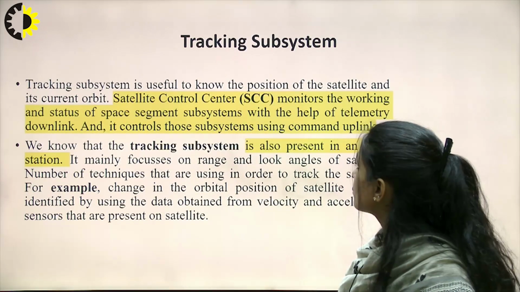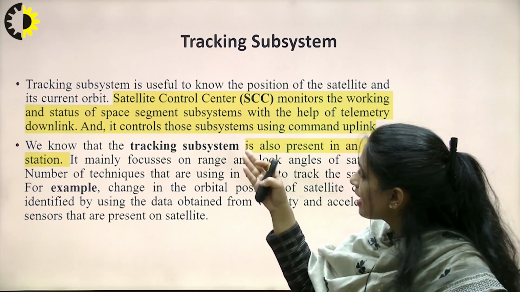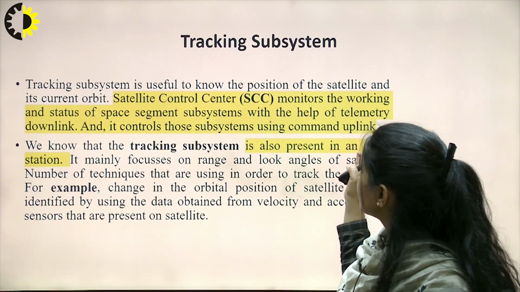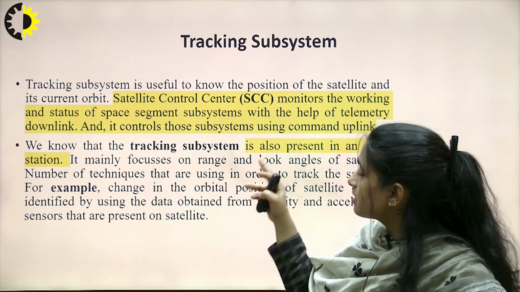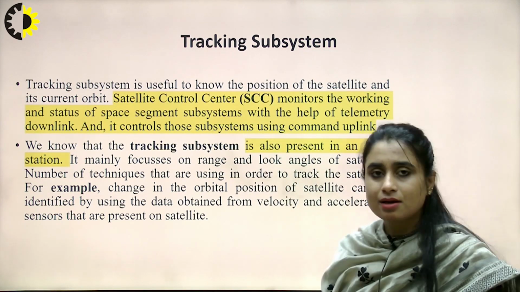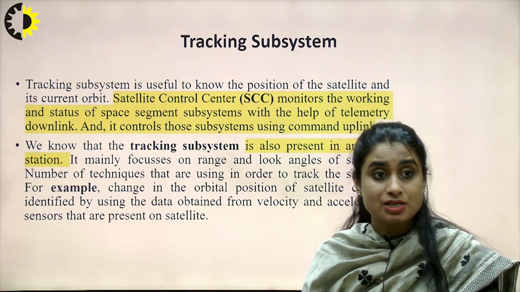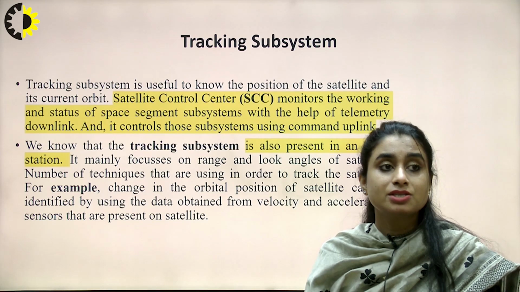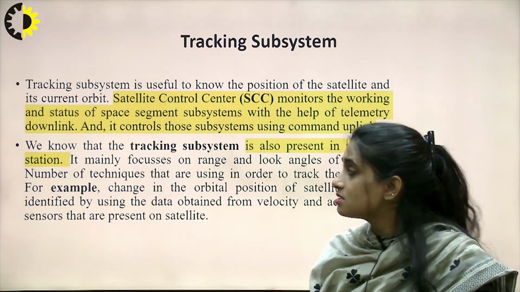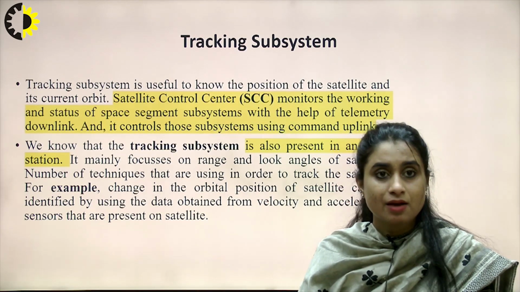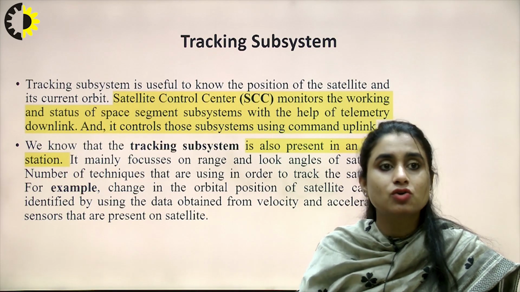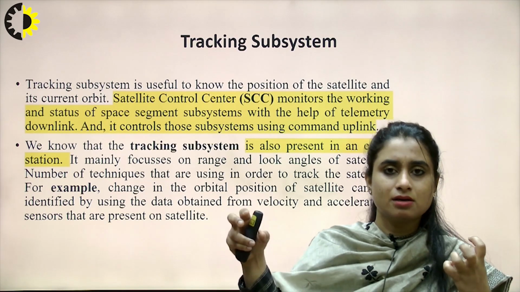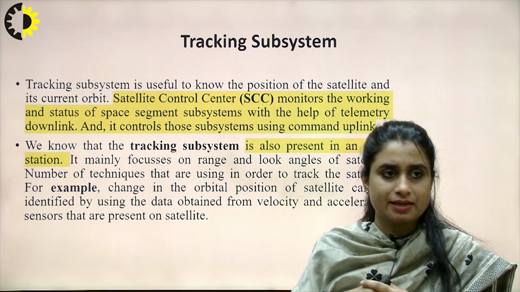SCC is the Satellite Control Center. It monitors the working and status of the space segment subsystems with the help of the telemetry downlink, and it controls those subsystems using the command uplink. So the role of the tracking subsystem is monitoring the working and status of the space segment subsystems with the help of the telemetry downlink, and controlling the subsystems. That is, it is a connecting link between the telemetry and the command system, right?